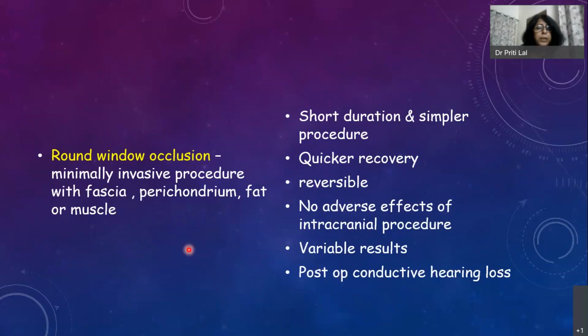Recently, procedures like round window occlusion have been adopted, which are minimally invasive, where we just plug the round window with fascia, perichondrium, fat, or muscle, basically to increase the impedance of the round window and make the ear less sensitive to sound and pressure stimuli. It's a very short procedure with quicker recovery. There are no adverse effects of an intracranial procedure, but the results are very variable.